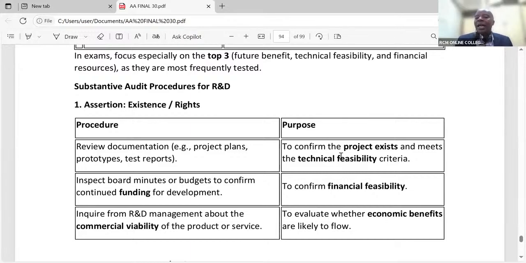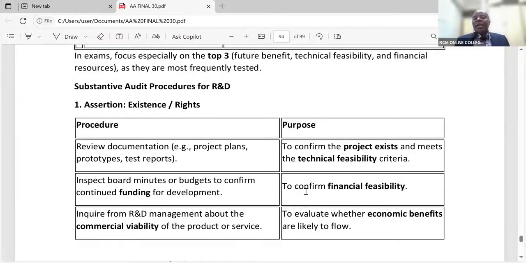So basically here, I'm looking at what we call what here? I'm looking at existence here. Inspect board minutes or budgets to confirm continued funding for development. So in this case here, straight away, I'm still testing, confirming existence, and the fact that you guys have the financial muscle.